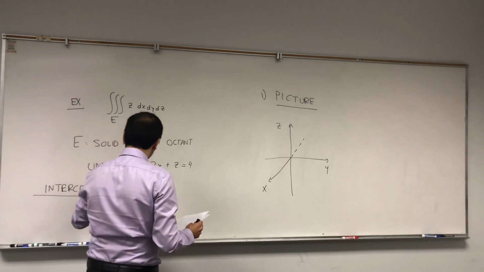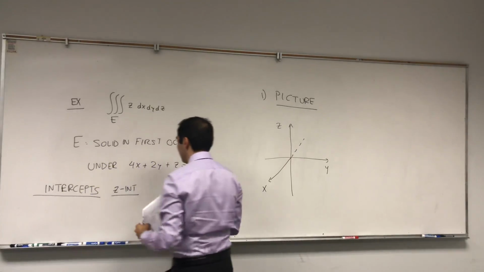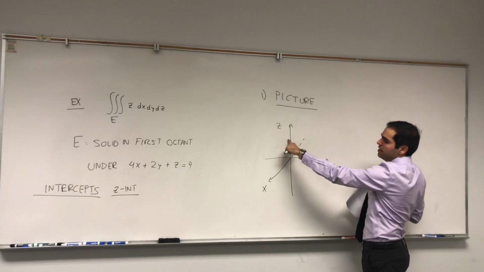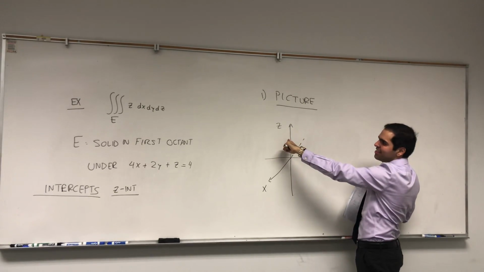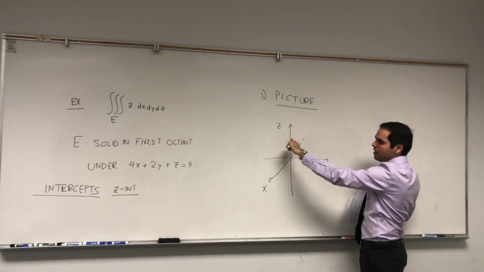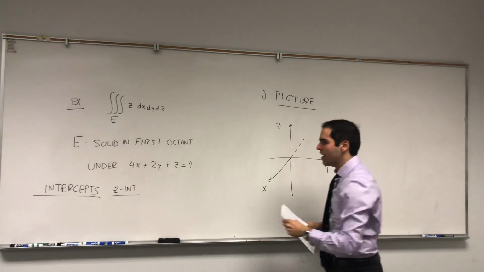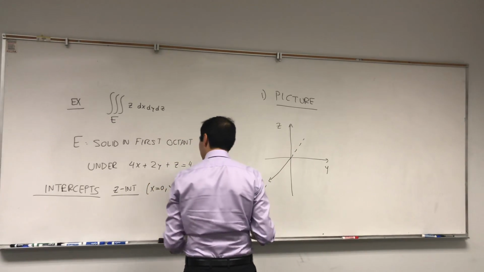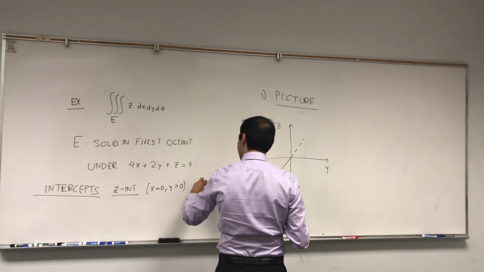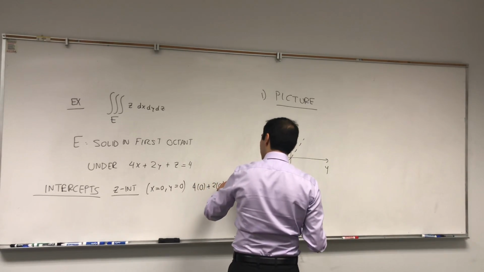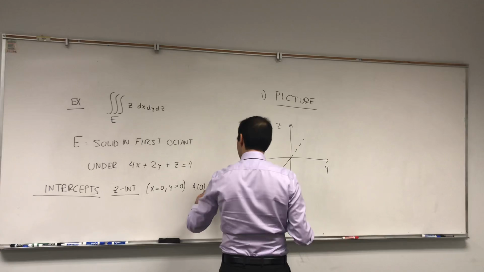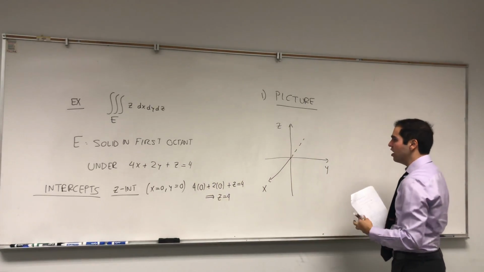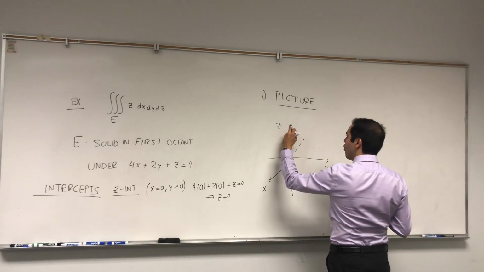So, for the z-intercept, what you do, you set x and y to 0. Because in order to figure out where your solid cuts the z-axis, at this point, both the x-coordinates and the y-coordinates are 0. And what you get is, well, 4 times 0 plus 2 times 0 plus z equals 4, which tells you z equals 4. So in other words, your solid cuts the z-axis at the point 4.